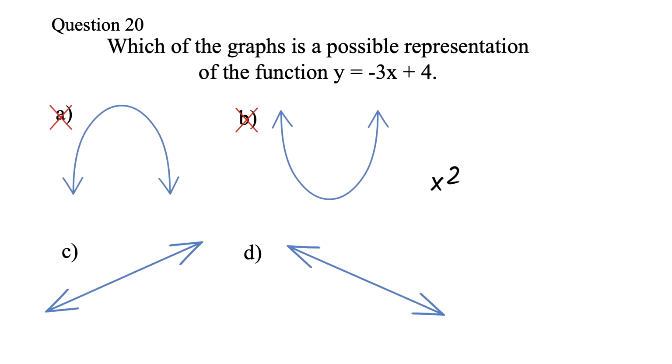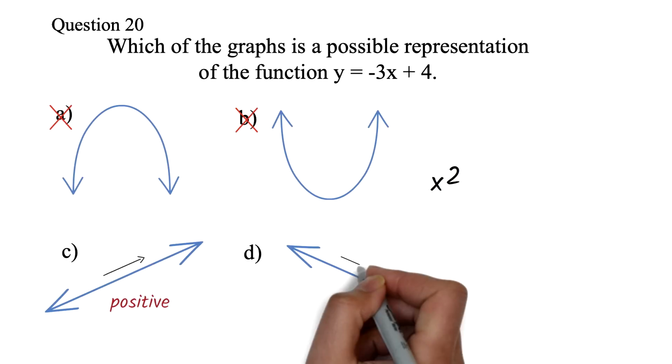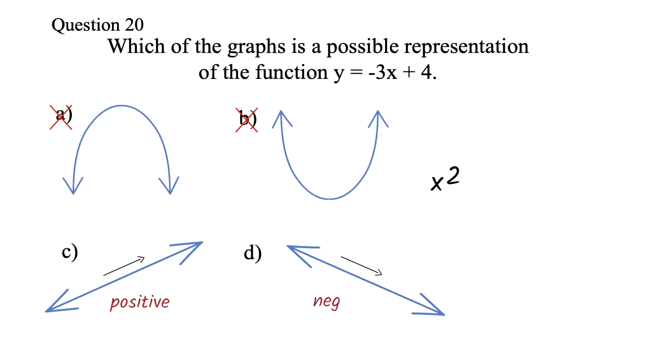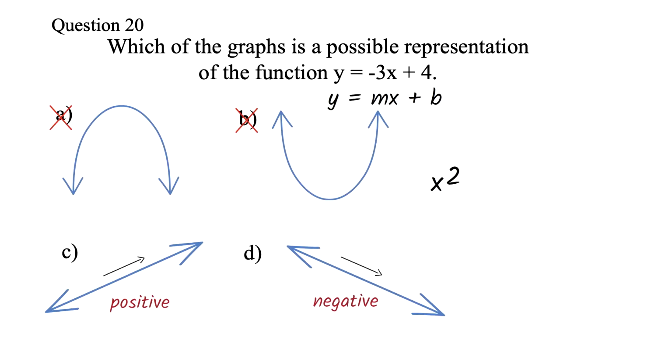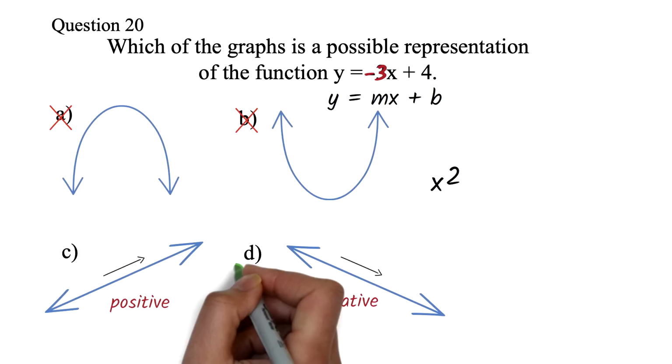Both option C and option D are linear functions. The slope of C is going up, so it's a positive slope. The slope of D is going down, so it's a negative slope. Now looking at the function, we see that it's in the form y equals mx plus b. We said in this form the m, or what is with the x, is the slope. Here the slope is negative 3. Since the slope is negative, the answer will be choice D.